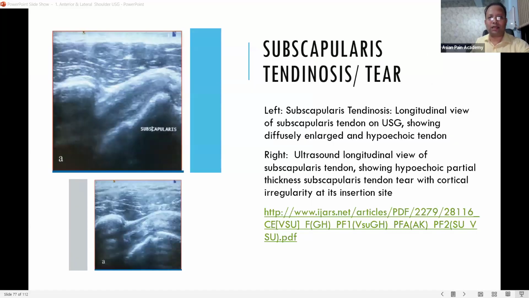Okay, supraspinatus tendinosis versus tear. Oh, this is subscapularis. Subscapularis tendinosis and tear. So as we had seen the supraspinatus tear, the same thing can happen in the subscapularis also.